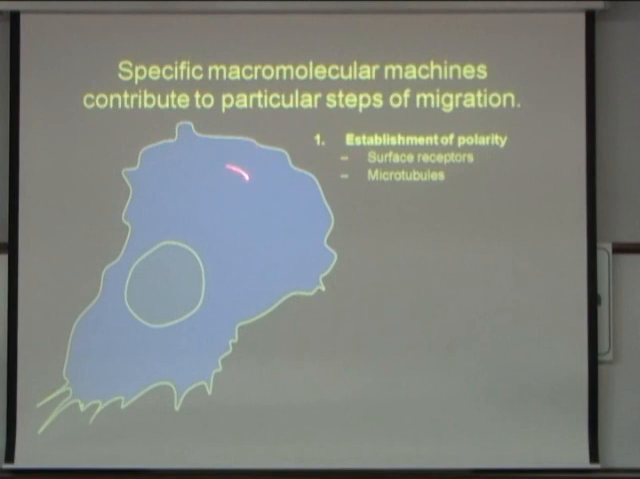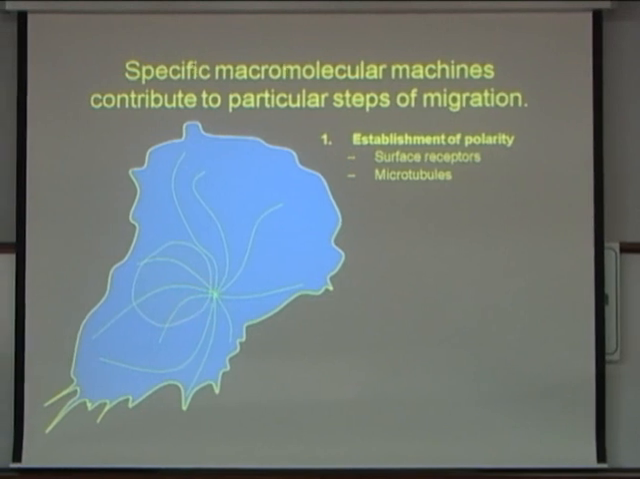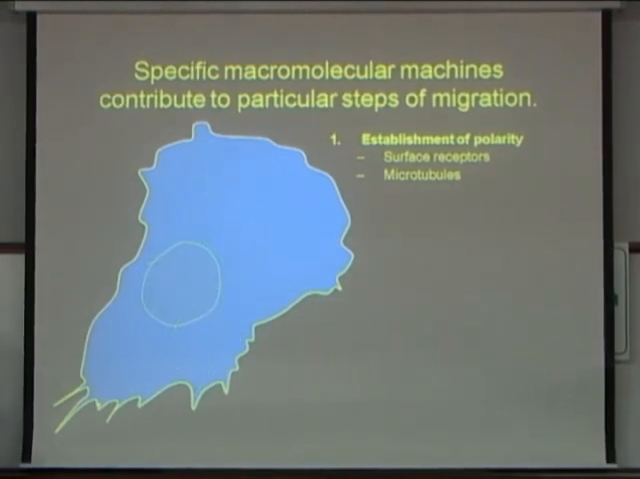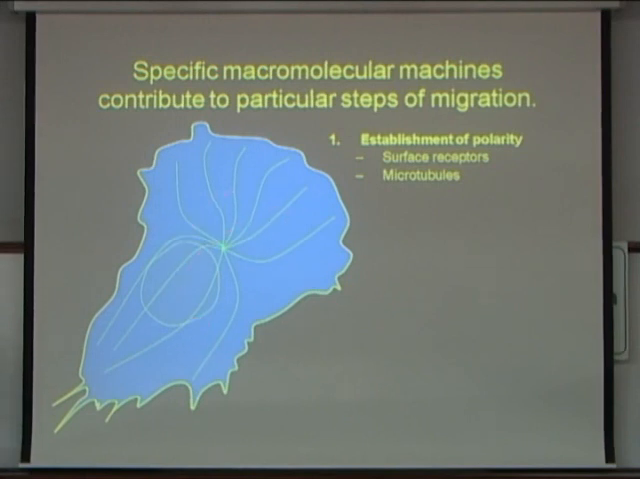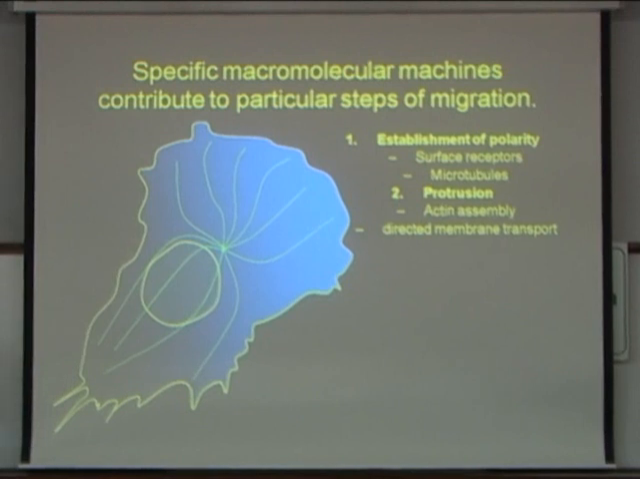So where this ruffling end wants to go that way, and this end gets pulled along behind it. This is known to be mediated by the activation of receptors on the cell surface that then talk to the cytoskeleton, the microtubule cytoskeleton inside the cell, polarizing that microtubule cytoskeleton so it points in the direction that the cell wants to go. Now it knows which direction it wants to go, it has to protrude in that direction. So it's established the polarity.